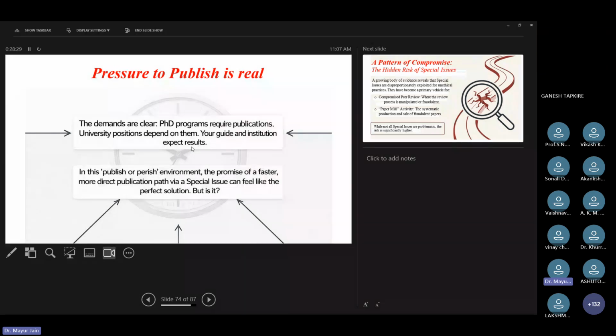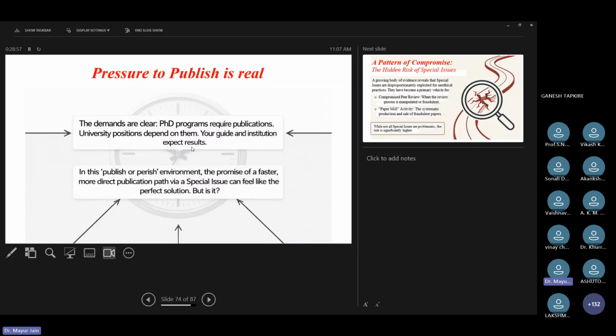Even as a guide for many students in our institute, IIT, I also sometimes pressurize the students to publish journal papers as much as possible. But then I always look at whether it should go in a regular issue or in a special issue, right? So I always focus, not 100%, but 95% of my publications, on the regular issue.